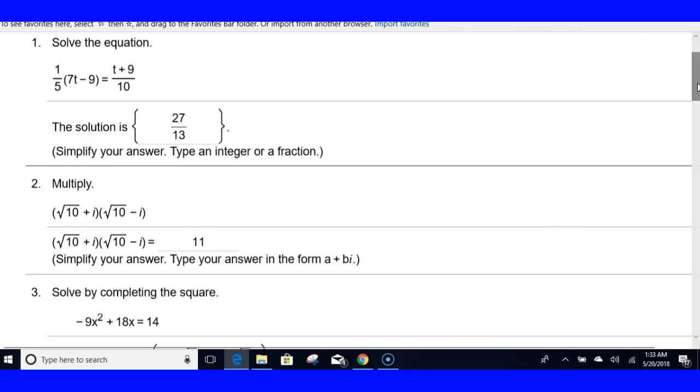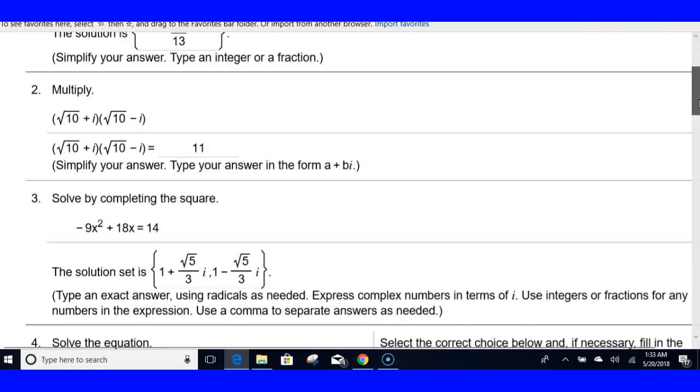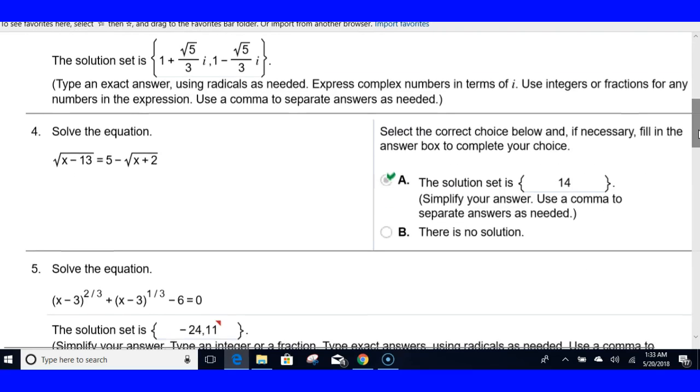for number 4, same thing. So you get x minus 13 equal 5 minus square root of x minus 13 equal 5 minus square root of x plus 2. Don't worry about the rest, just add 1 to that 13 there. That's what you're going to get, that 14. Add 1 to that 13, you're going to get 14.